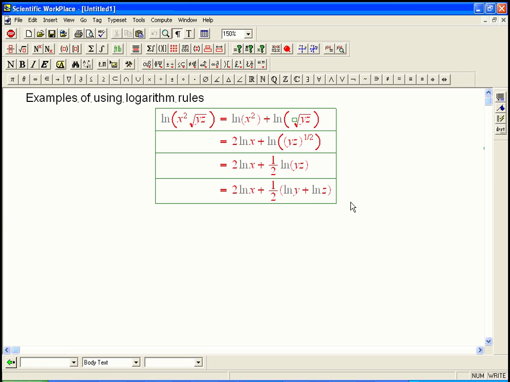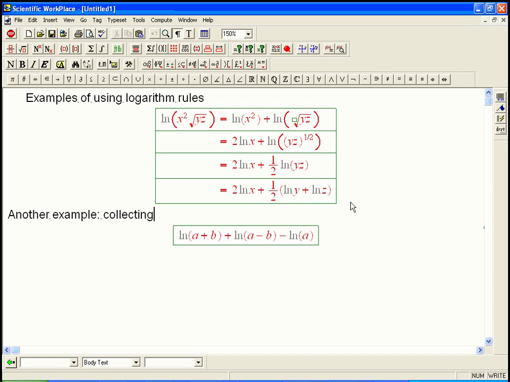Another example, which is kind of cooler in some ways, would be collecting things together instead of separating them out. Okay, so suppose I had ln of a plus b plus ln of a minus b minus ln of a squared minus b squared.